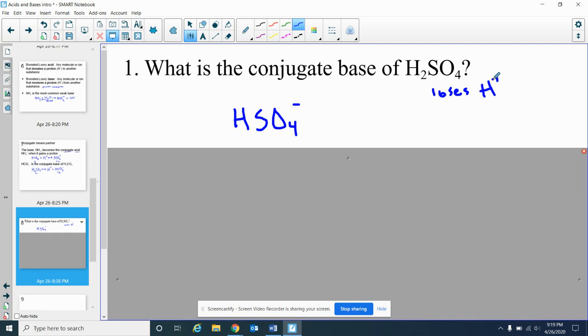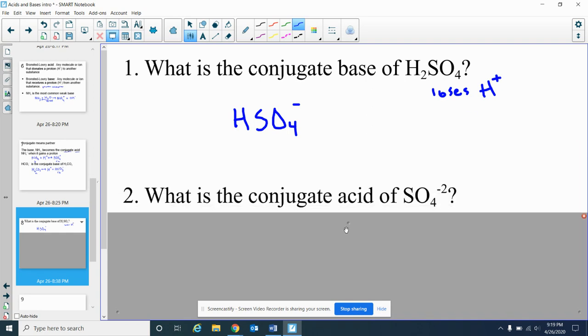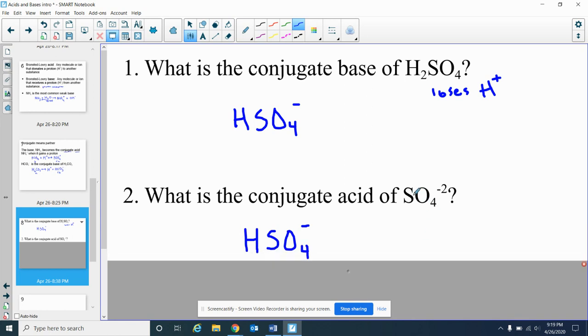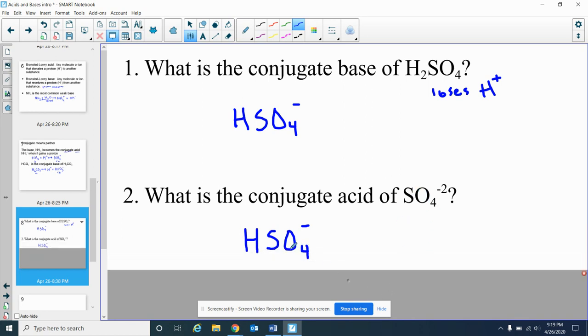To make its conjugate base. What's the conjugate acid of SO4 minus 2? Well, that means if it's going to become an acid, it has to gain an H plus. When this gains an H plus, it is HSO4 minus.